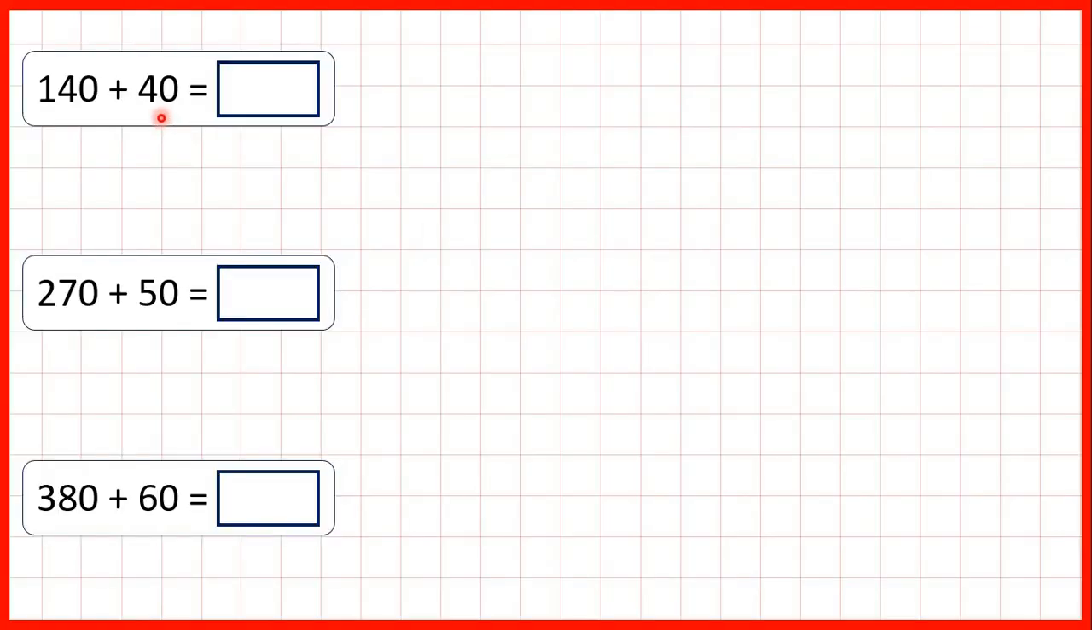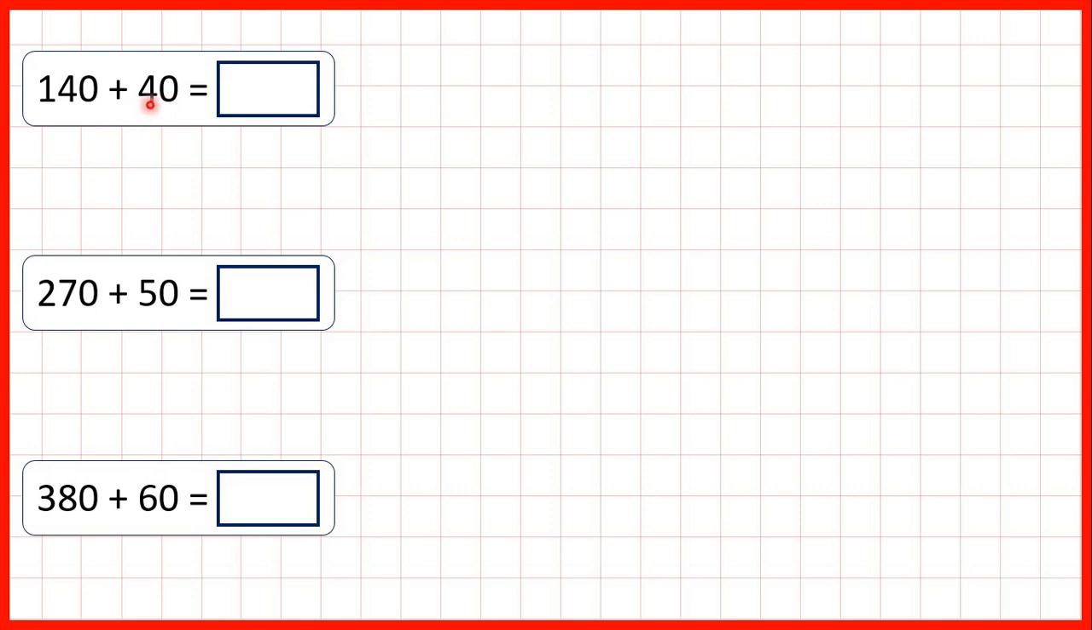Now for these questions, we need to add a 2-digit multiple of 10 to a 3-digit multiple of 10. So remember, a multiple of 10 is a number that ends in a 0. So first, we have 140 plus 40.